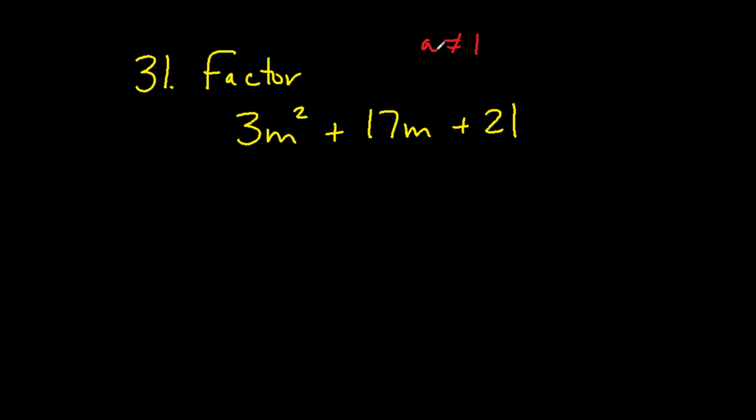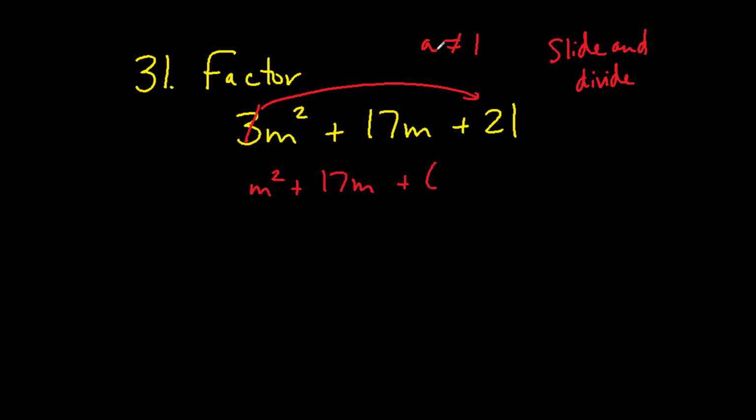I'm going to go ahead and do this one by slide and divide. So by slide and divide, you take the 3 off of the first term and multiply it by the last term. But don't worry too much about that. We will end up dividing that out at the end.